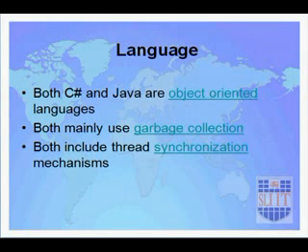Language. Object handling. Both C# and Java are designed from the ground up as object-oriented languages using dynamic dispatch, with syntax similar to C++. Neither language is a superset of C or C++. However, both mainly use garbage collection as a means of reclaiming memory resources rather than explicit deallocation of memory. Both include thread synchronization mechanisms as part of their language syntax.